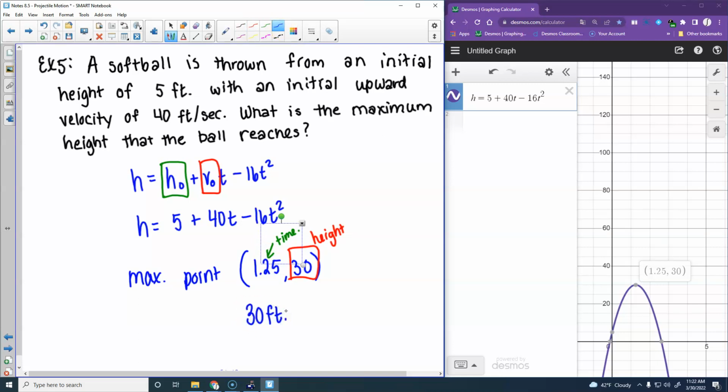So is the height always going to be the y? Yes, height will always be your y coordinate. It wasn't too hard to figure out when we were asking when it hits the ground, because only one of the numbers was the logical answer, right? We knew 0 wasn't going to be the answer, but it's easy to get it mixed up a little bit here.